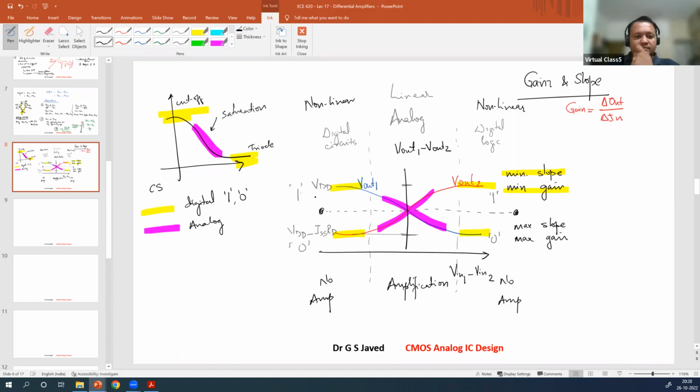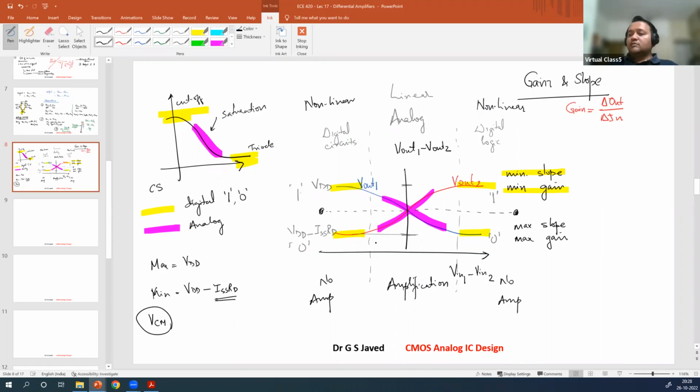The maximum and minimum levels are independent of the common mode input, right? Max is VDD, min is VDD minus ISS RD. So there is no dependence on the common mode value. You are only dependent on the ISS current and RD that is present. So there is no dependence on VL.